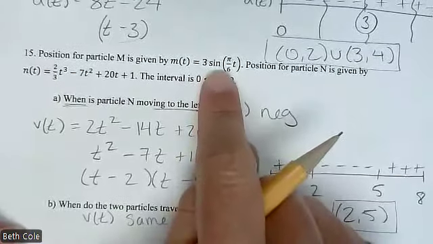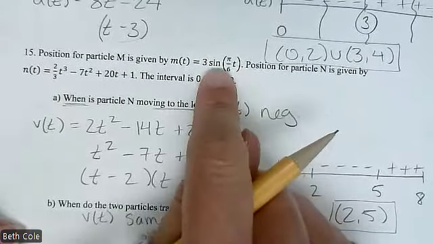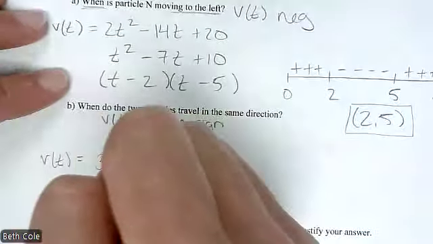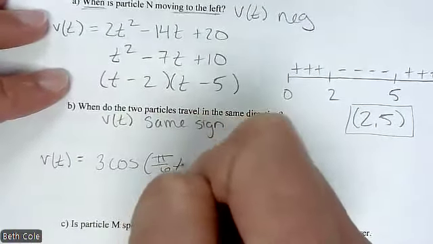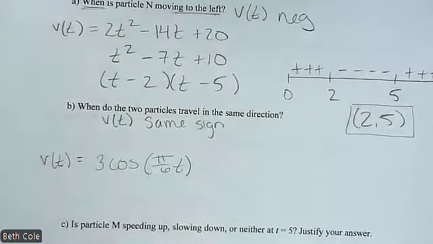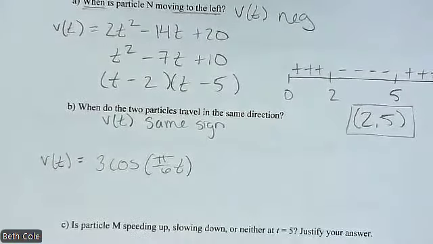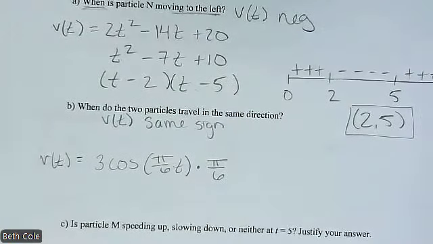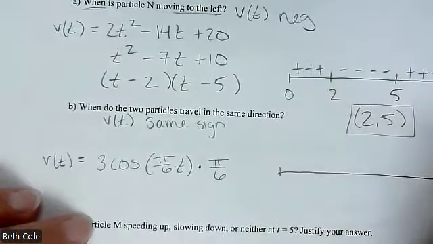Yes, it did. So what is your derivative of sine? Cosine. So it is going to be 3 cosine pi over 6t. But what rule is that? Good. So we're going to chain on pi over 6. Perfect. So let's make a number line, 0 to 8.